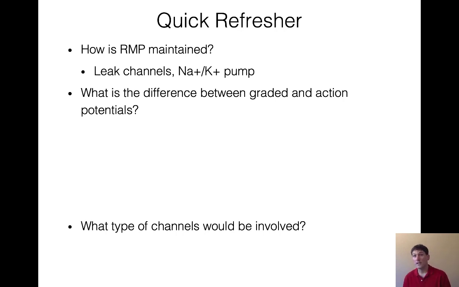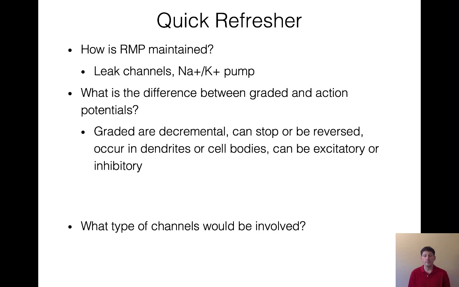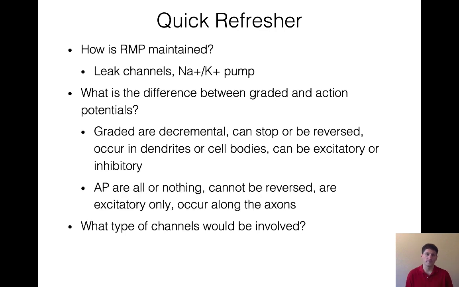What's the difference between a graded and an action potential? Well, graded potentials are decremental. They get weaker over distance. They can stop or be reversed. They can occur in the dendrites or in the cell bodies, and they can be both excitatory or inhibitory. It just depends on which membrane proteins are opened and which ions are moving in. Are positive ions moving out? Are positive ions moving in? Are negative ions moving in? So we want to really just know more about our proteins to see which ions are moving.